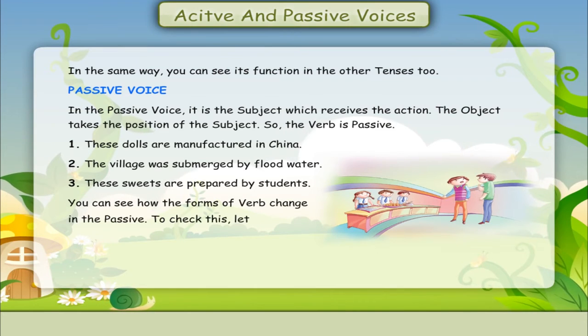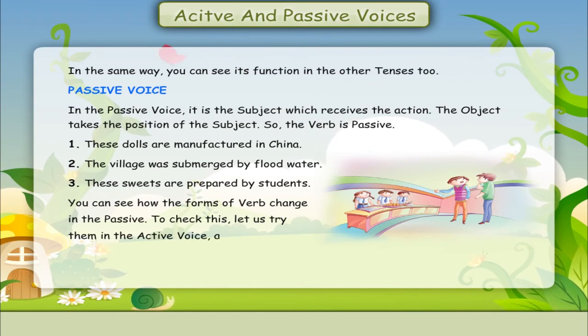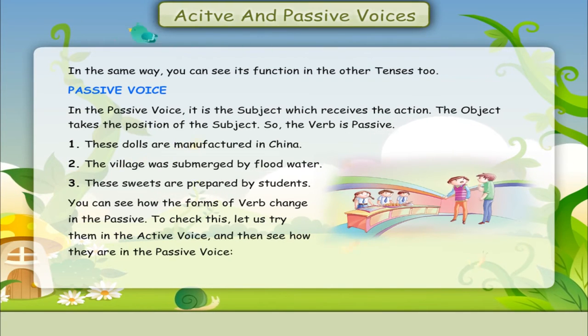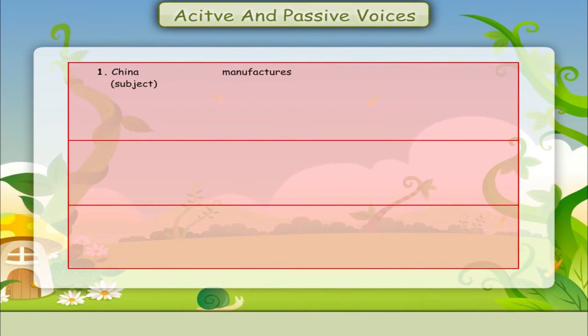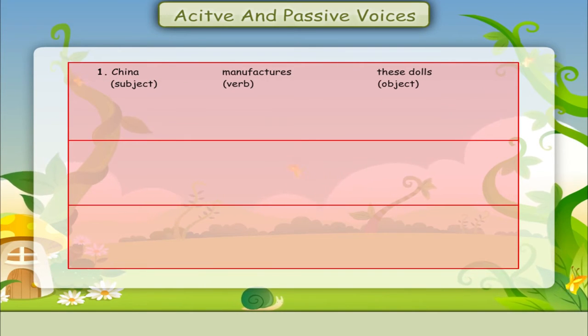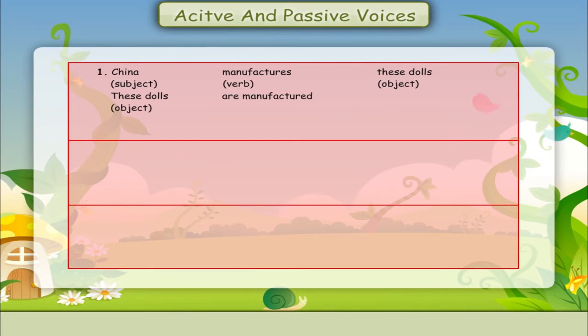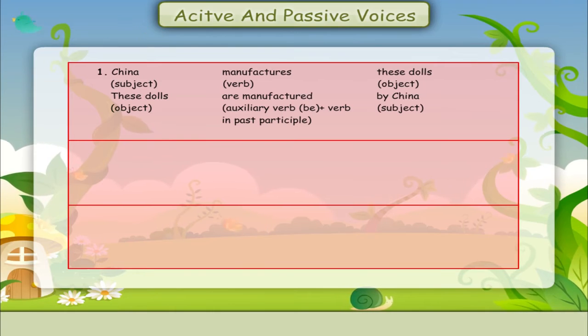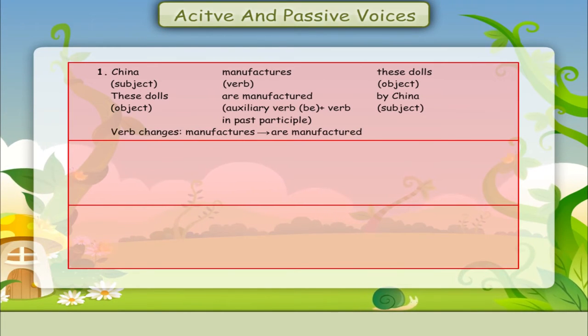To check this, let us try them in the active voice and then see how they are in the passive voice. China, subject, manufactures, verb, these dolls, object. These dolls, object, are manufactured. Auxiliary verb be plus verb in past participle by China, subject. Verb changes. Manufactures becomes are manufactured.